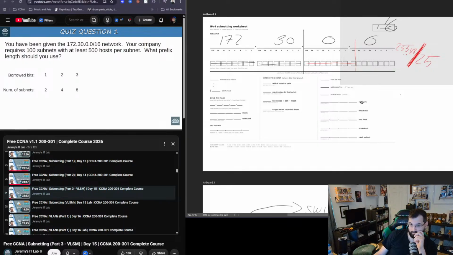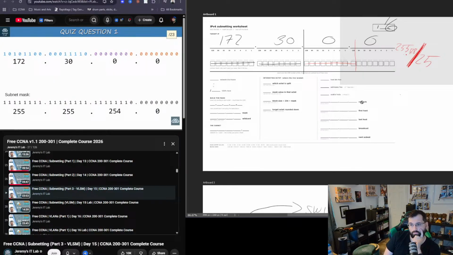3 borrowed bits allows for 8 subnets. 4 borrowed bits allows for 16 subnets. 5 borrowed bits allows for 32 subnets. 6 borrowed bits allows for 64 subnets. And 7 borrowed bits allows for 128 subnets. So we need to borrow 7 bits to create enough subnets. Does that leave enough host bits for at least 500 hosts? Let's check. So, borrowing 7 bits means we will use a /23 prefix length, which leaves 9 host bits.